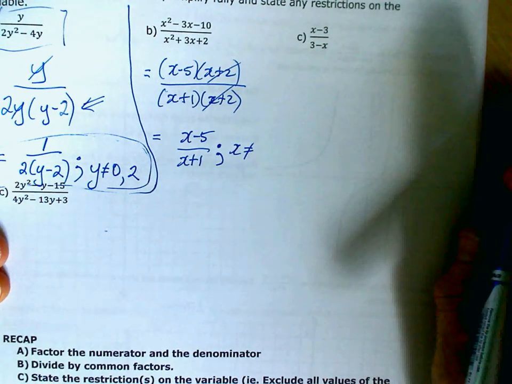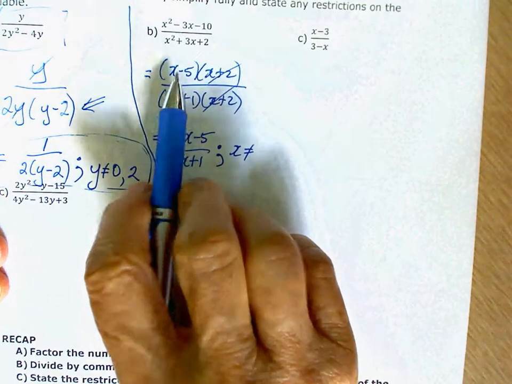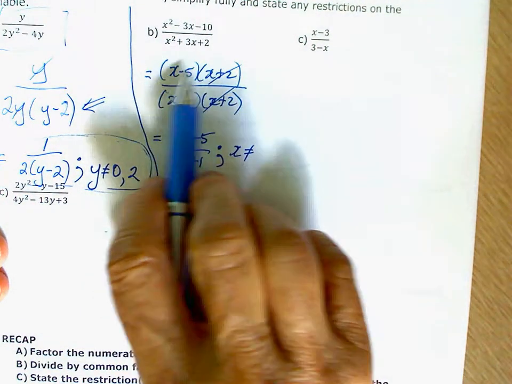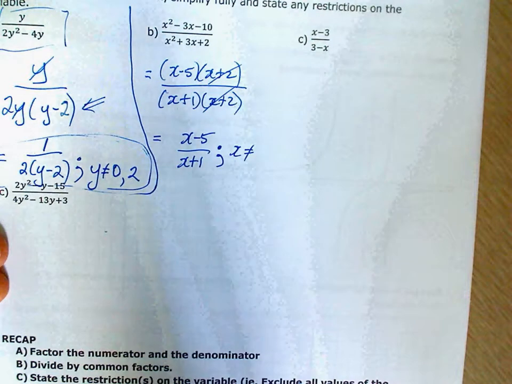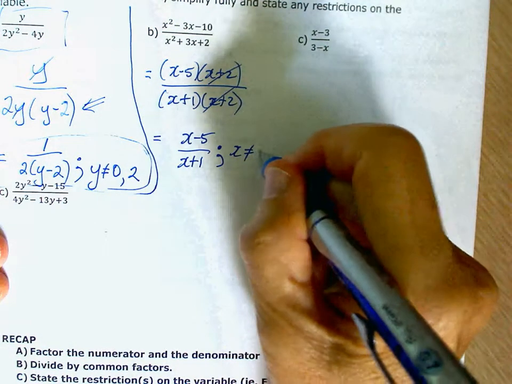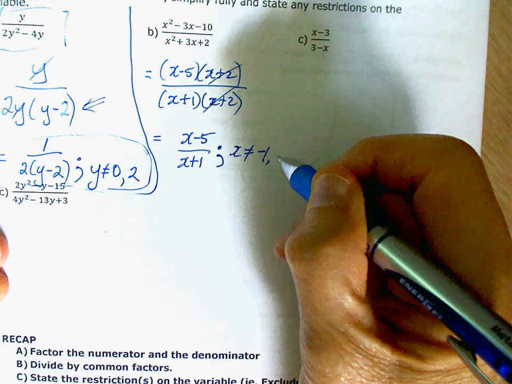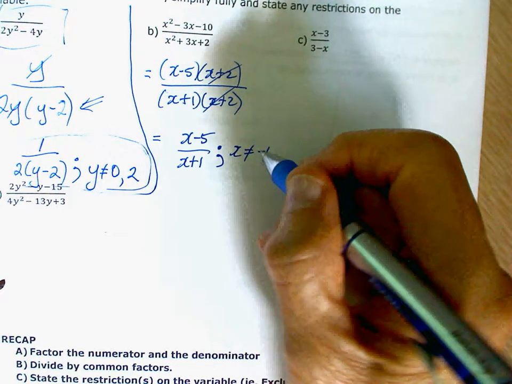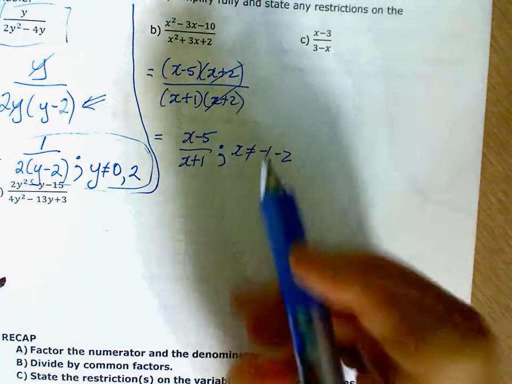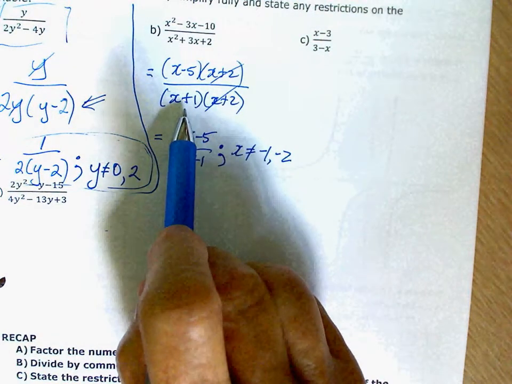Well, 5 is in the numerator. We don't worry about the numerator. We only worry about the denominator. Minus 1 and minus 1 and... So remember, restrictions are stated on the denominator.